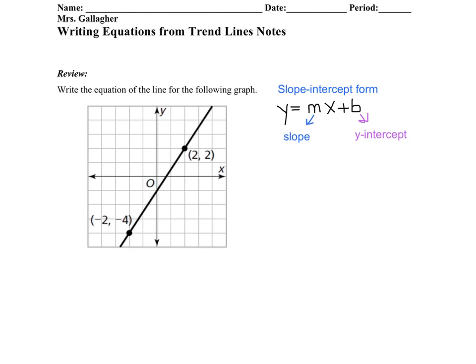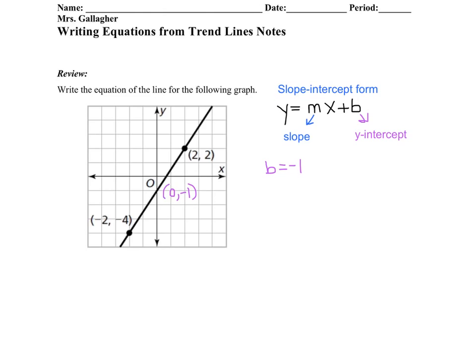So when we write the equation of the line, we want to first identify our y-intercept. Our y-intercept is where the line hits the y-axis. It hits the y-axis right there, so our coordinate would be (0, -1). Therefore, our y-intercept is your y coordinate. So b equals -1.